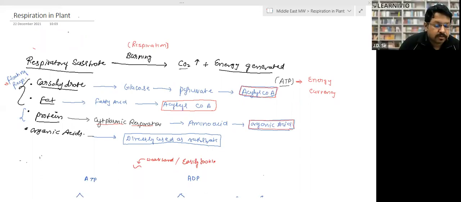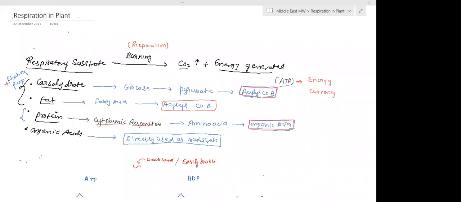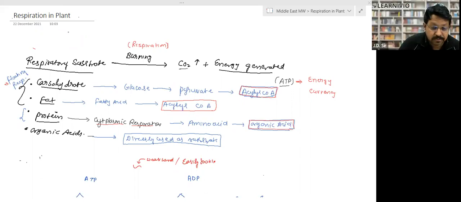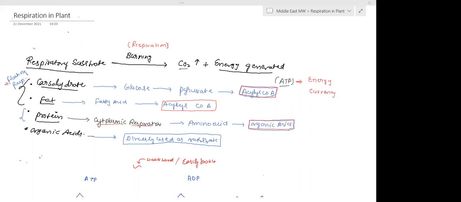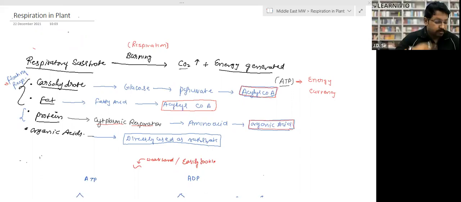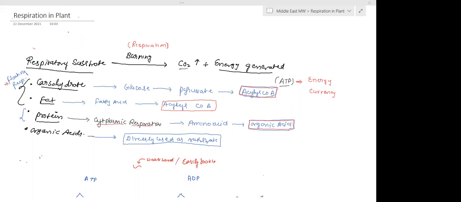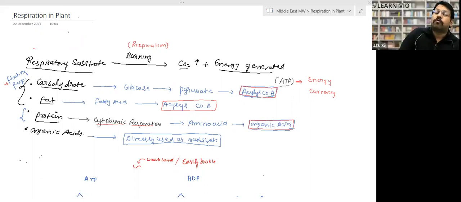So, sir, I have a question. Yeah, sure. People who remove carbohydrates from their diet in order to lose weight, does this respiratory part get affected by that? Not at all. Why? Because they do not reduce the carbohydrate, they reduce the extra carbohydrate.